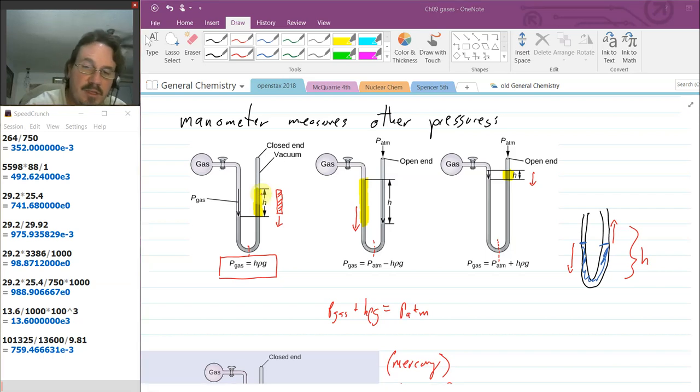The height times the density times the gravity. Of course, if I'm using mercury, it's even easier. Just what is the height? There you go. Millimeters of mercury, there's my pressure. And if I wanted to convert it to something else, I could. So we'll do a problem on that in just a second.